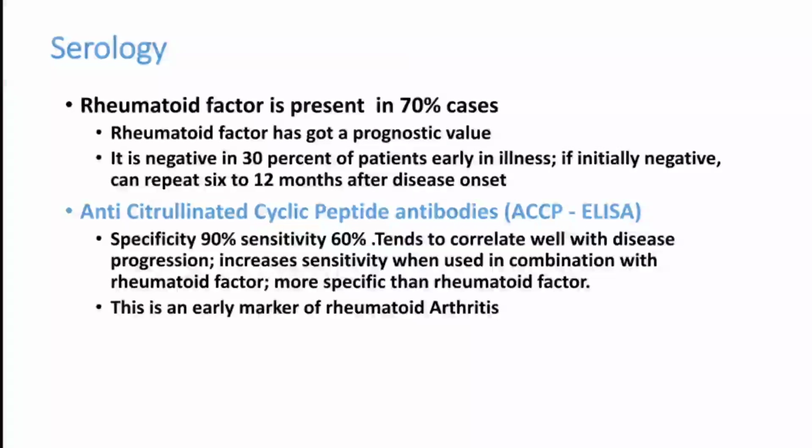Now, if we have a patient with suspected rheumatoid arthritis, we send two important investigations. One is rheumatoid factor and the other is anti-cyclic citrullinated peptide antibodies. Rheumatoid factor has got a prognostic value also. It is present in 70% of the cases. It is negative in 30% of the cases. We can call them seronegative arthritis.